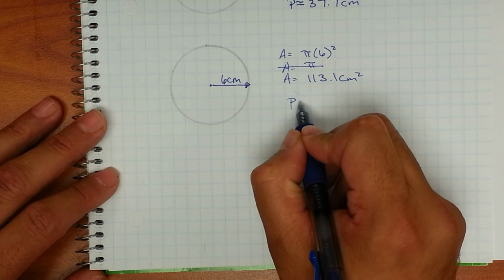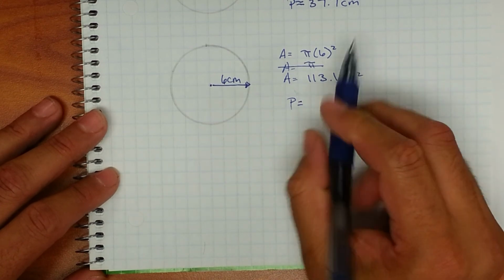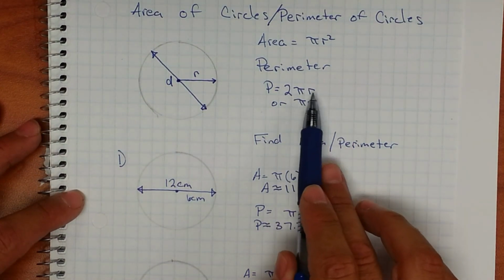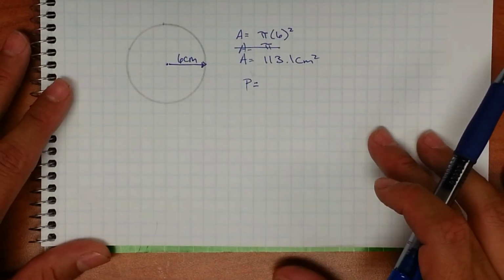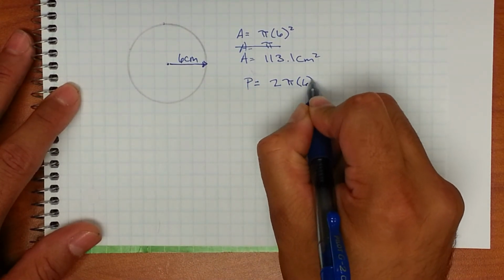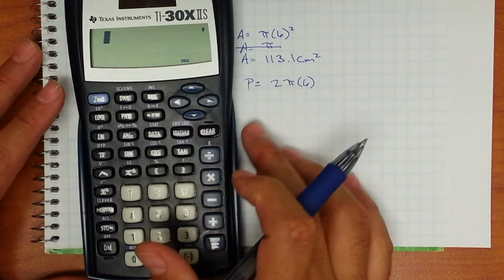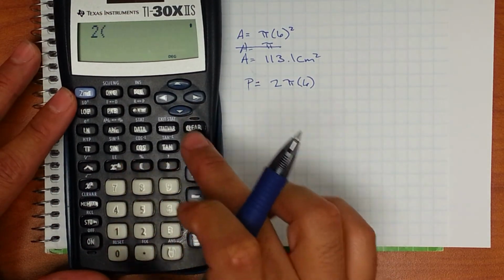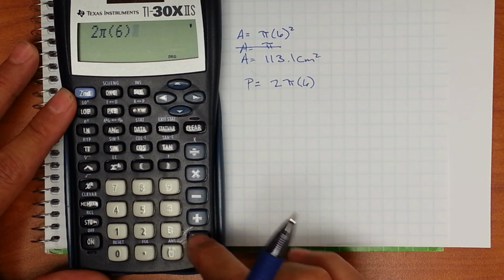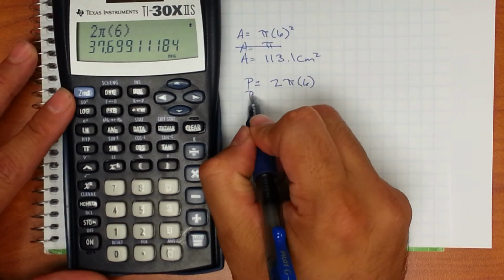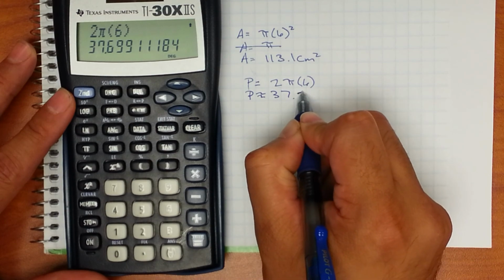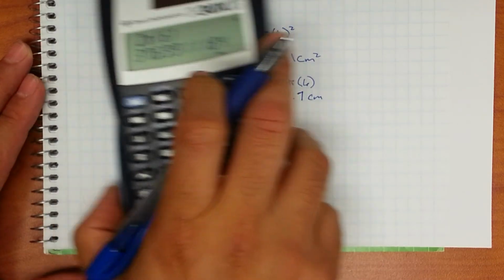So for perimeter is equal to, now I'm going to show you the other formula. So this formula right here, 2 pi times radius, and I'm going to show you that it's going to give you the same answer. So 2 pi, my radius is 6. So 2 pi times 6, like this. And so I should get perimeter, it's 37.7 centimeters.